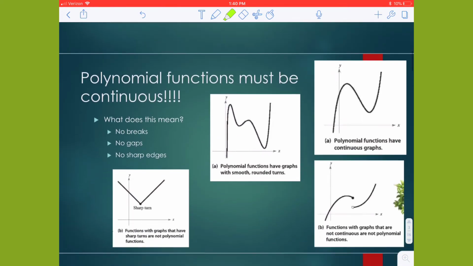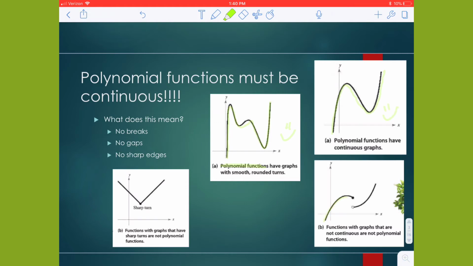Now, what do you need to know about a polynomial function? You need to know that it must be continuous. What does this mean? That there are no breaks, no gaps, and no sharp edges. So if I have a function with nice smooth and rounded terms, then this would represent a polynomial function. Again, I don't have to lift up my pencil, no holes, no gaps, nice smooth rounded represents a function.